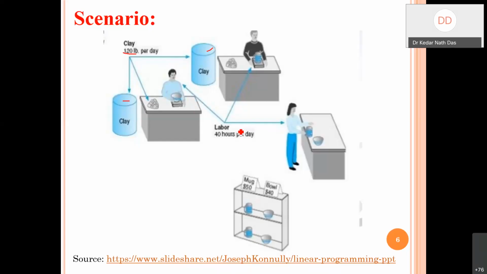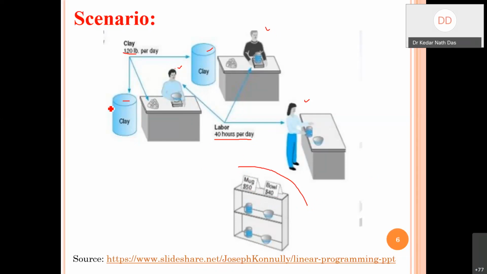Per day as given in the question. There are, say, 3 laborers in this company, for example. So 40 hours per day they can work, which could be made available to the company. And now this is the selling part. So one mug has been sold at, say, $50, and one ball costs $40.